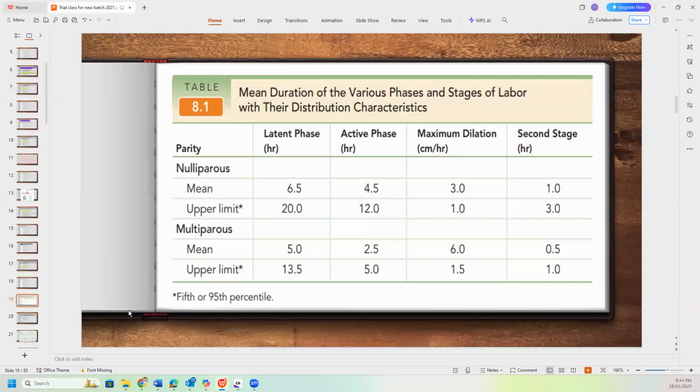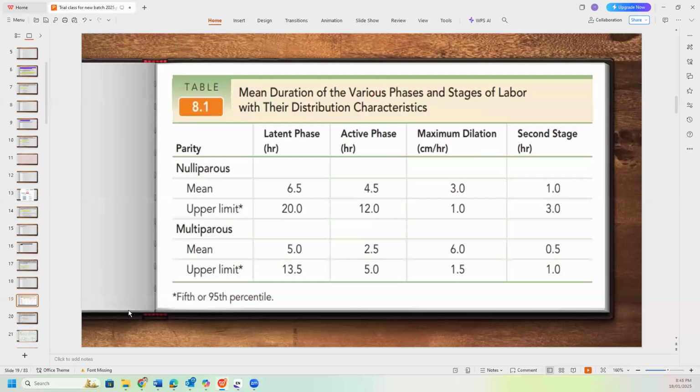So I have given just a table for you guys to go through about the mean duration of various phases and stages of labor. In nulliparous women or primigravidas, the latent phase is 6.5 hours with the upper limit being 20 hours. Active phase is 4.5 hours with upper limit being 12 hours. Maximum dilatation per hour should be 3 centimeters or 1 centimeter. And second stage should be 1 hour to 3 hours.